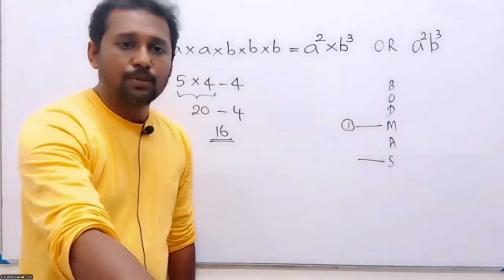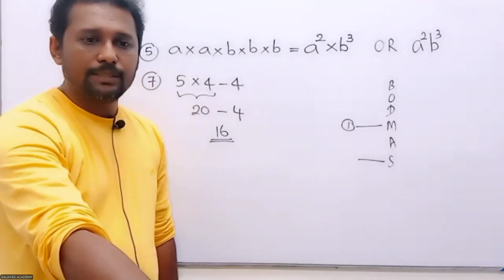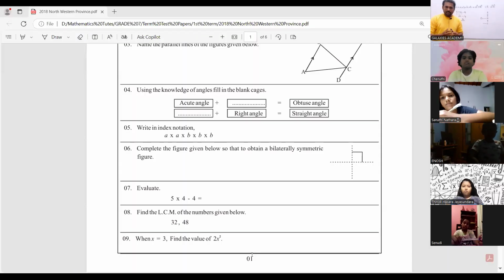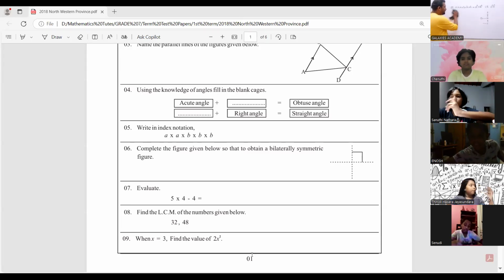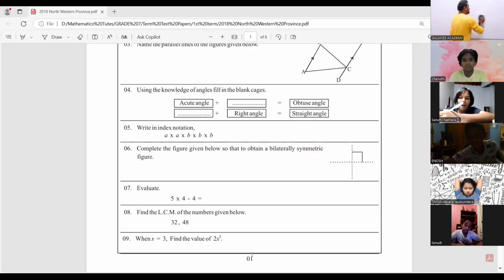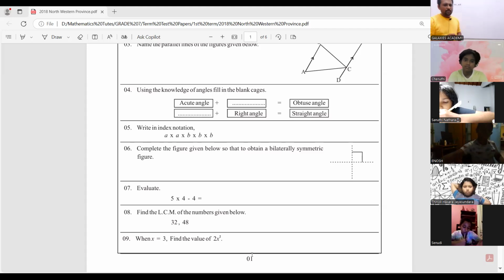Right, then let's go to the next one, number 8. 8th question given. Find the LCM of the numbers given below. There are two numbers given, 32 and 48. You have to find the LCM. Right, what are the two numbers given? 32 and 48.